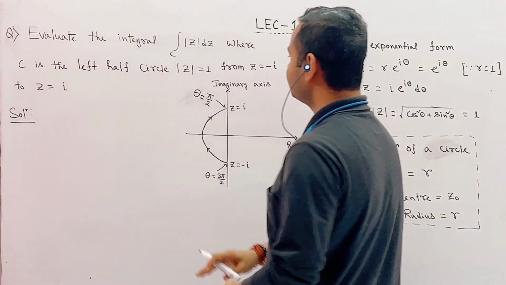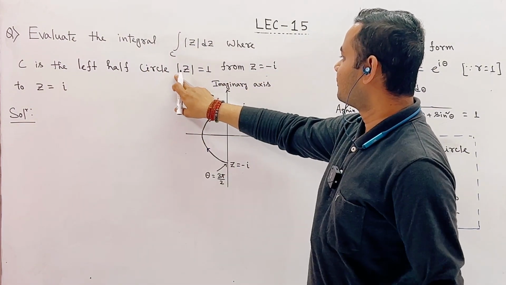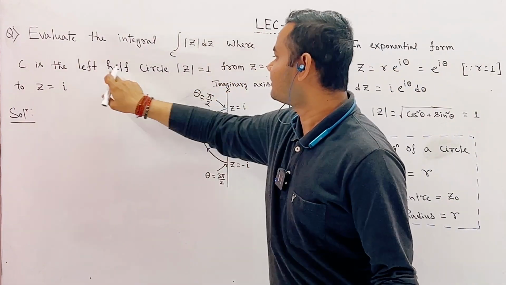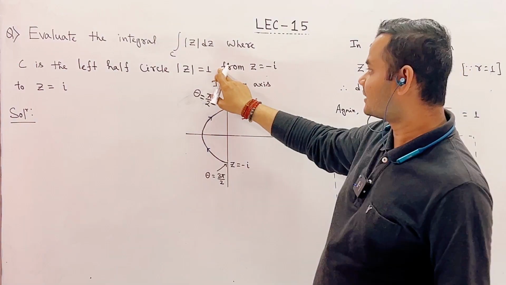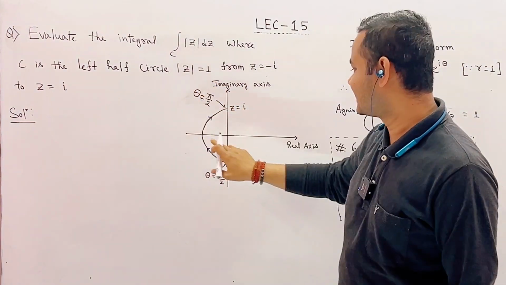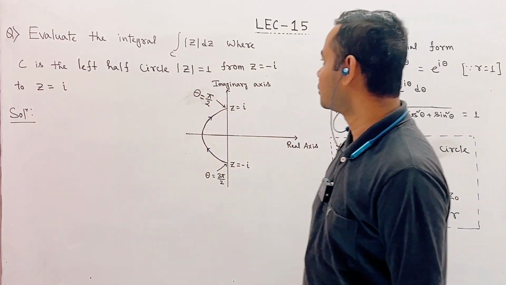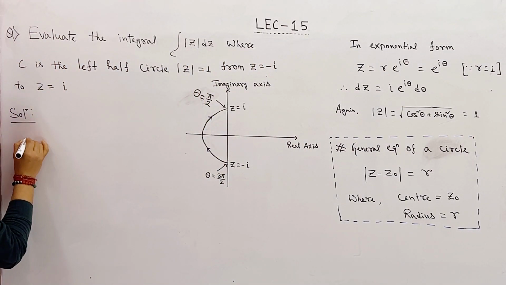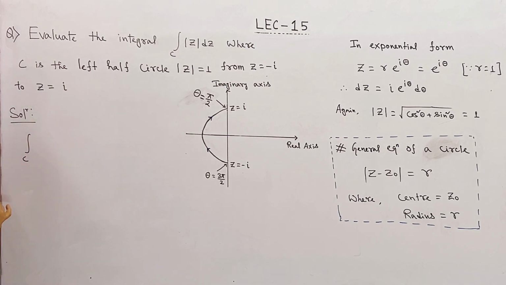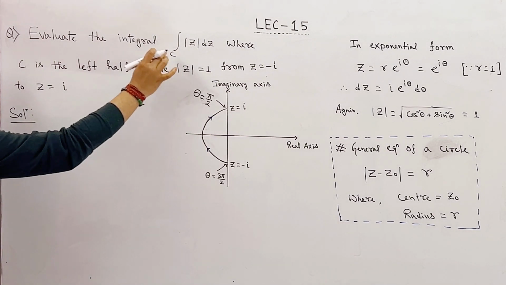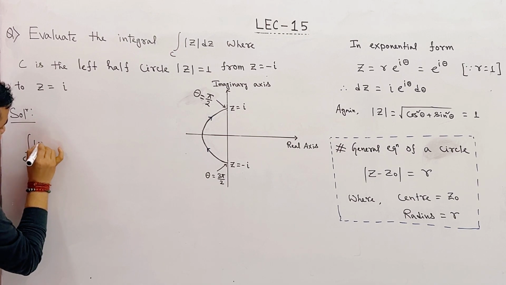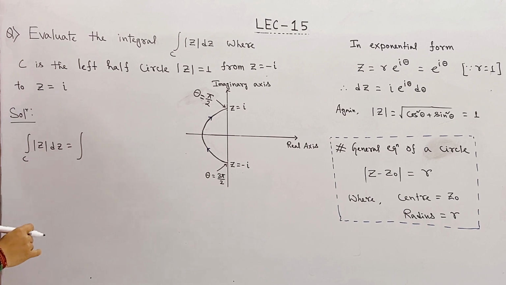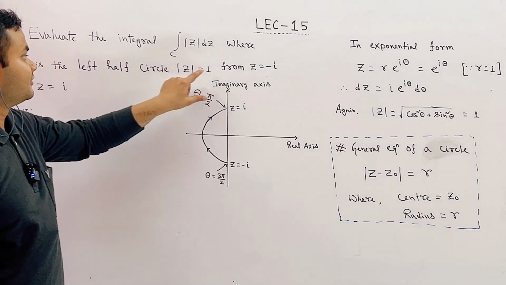In our problem, the given circle is modulus of z equal to 1. That means the radius of this left half circle is 1 and the center of this circle is z naught, that means at origin. So let us solve this problem. So integration along part C modulus of z dz is equal to integration. In our case, modulus of z equal to 1. So 1 dz.